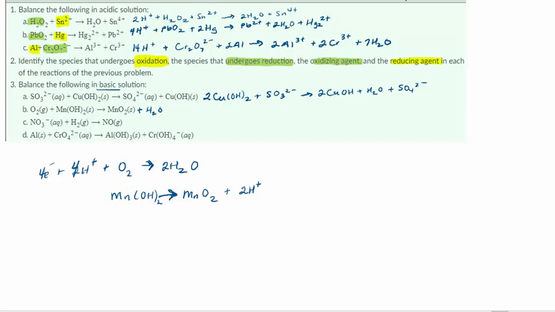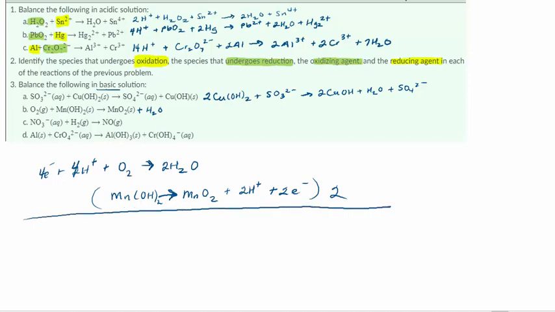So I need to multiply this manganese equation by 2 before I add it together. And I need to multiply it by 2 so that I have the same number of electrons in both of my reactions. Remember, when there are electrons on the product side, it's oxidation. And when there are electrons on the reactant side, it is reduction.